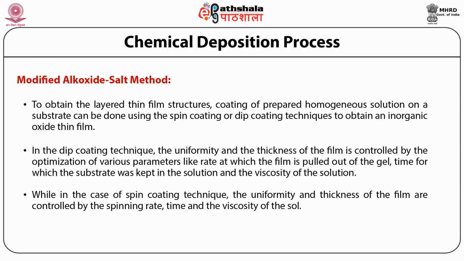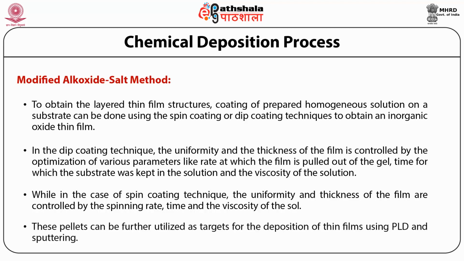However, sol-gel derived powders can also be obtained, either by precipitation or high temperature treatment, which can be used in the formation of thick discs and pellets. These obtained pellets can be further utilized as targets for the deposition of thin films using PLD and sputtering.